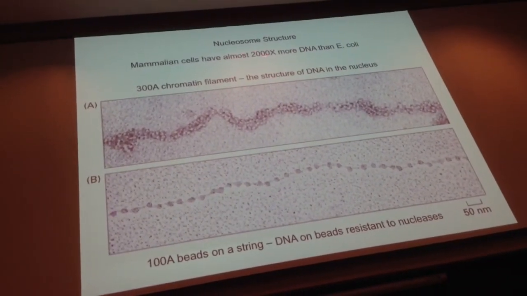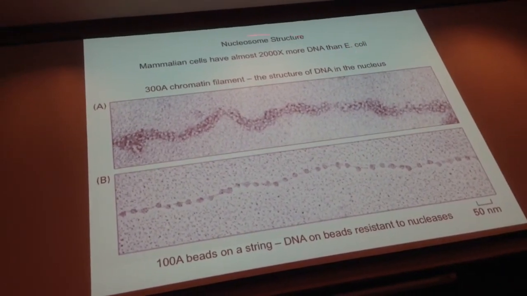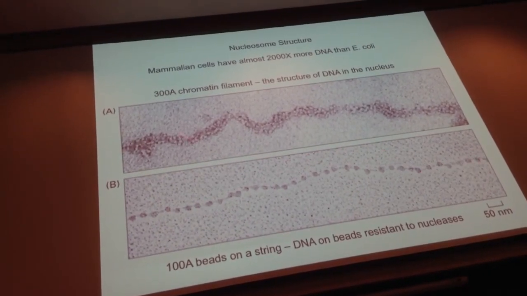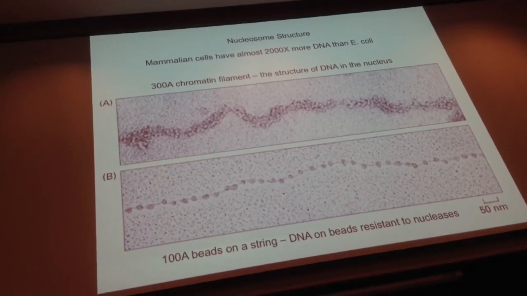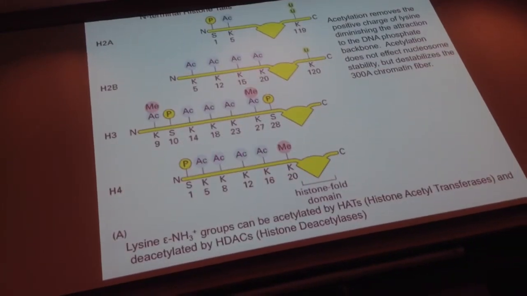In mammalian cells, there's 2,000 times more DNA than in E. coli, so it has to be compacted. And when you do this, it compacts it about 7-fold, and when you do this, about 7-fold more again. So you shrink it more and more and more. I told you we talked about that. I'm not going to show you again.